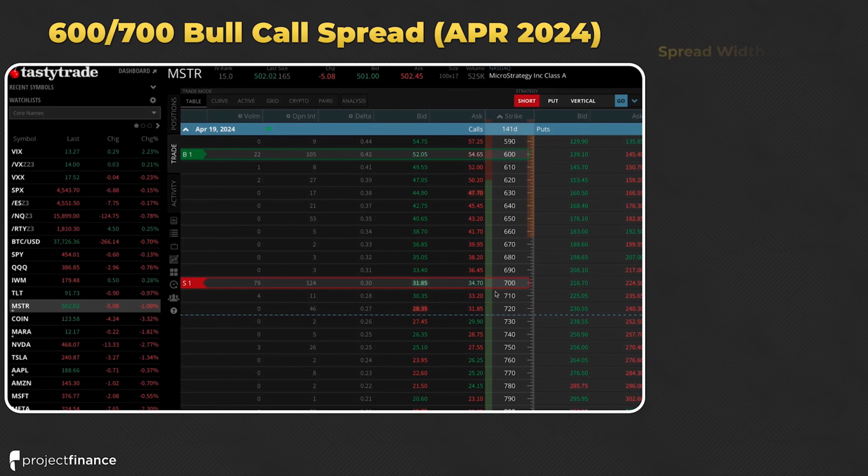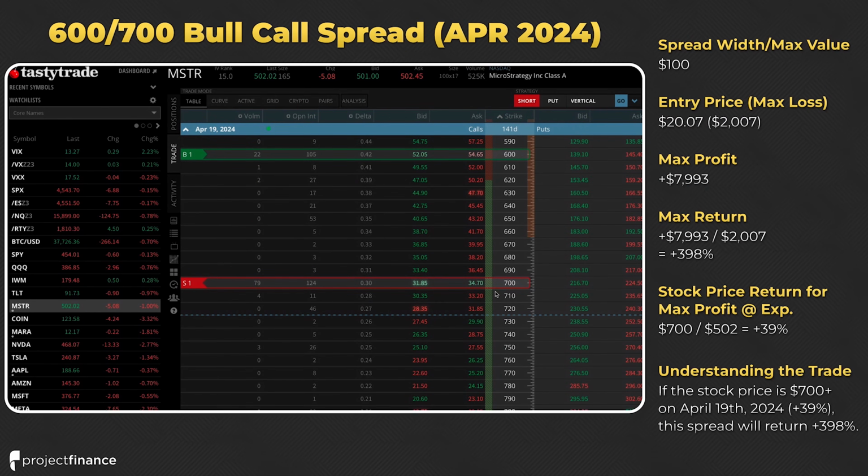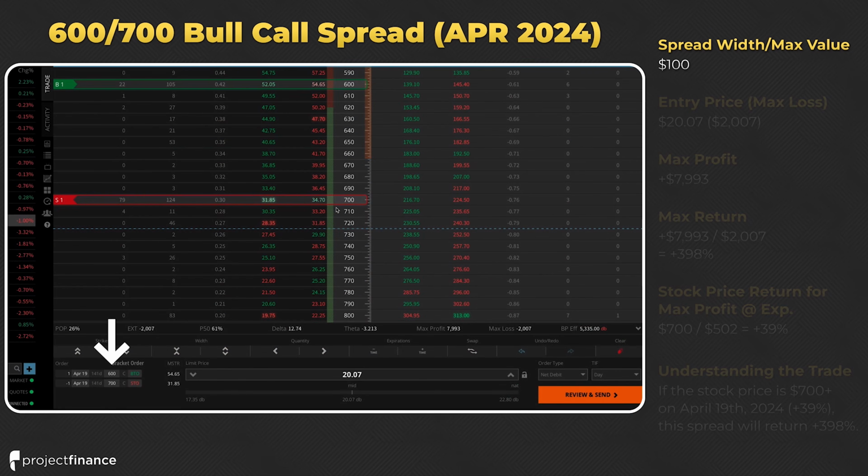In this next position, I moved up the long call strike by $100, creating a 600-700 bull call spread. Here, the call spread's width is $100 and the entry price is $20. This means that I can effectively 5x my money, since if I pay $20 for a spread that can go to $100, I can see a 5x increase in the value of my position, and that means that I can make $8,000 on this $2,000 investment.